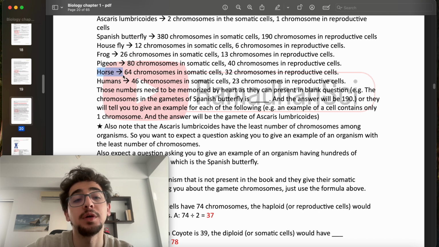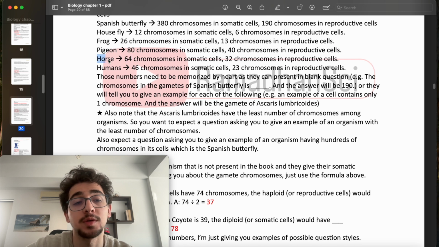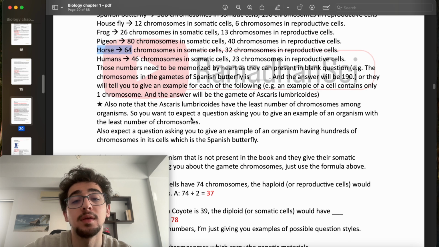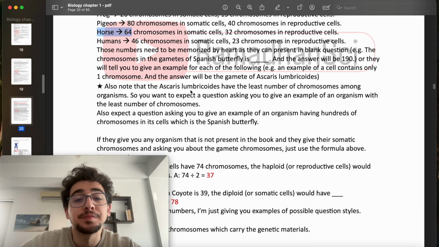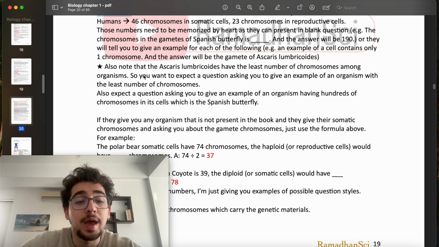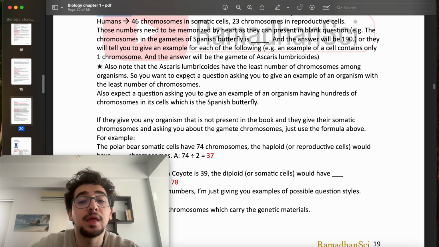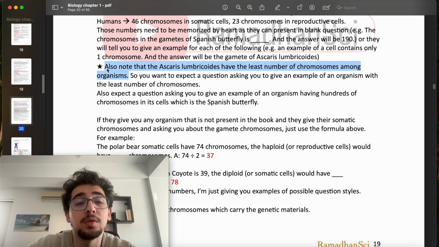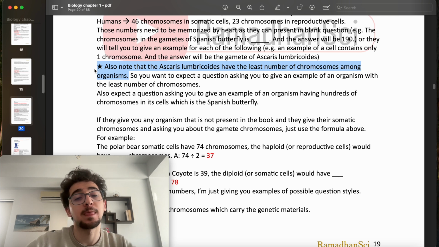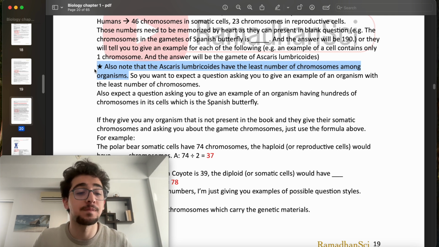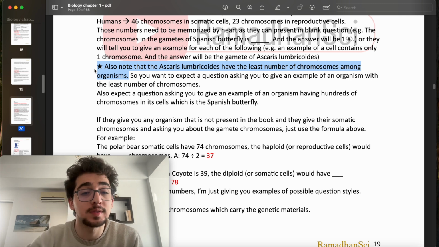I love to think about it as the horse having exactly the numbers reversed of humans. So humans have 46 and horse have 64. So I think the horse is very easy to remember. Also note that the Ascaris lumbricoides has the least number of chromosomes among organisms, as they can ask you about the given example of an organism having the least set of chromosomes, or the least number of chromosomes. And the answer is just Ascaris lumbricoides.